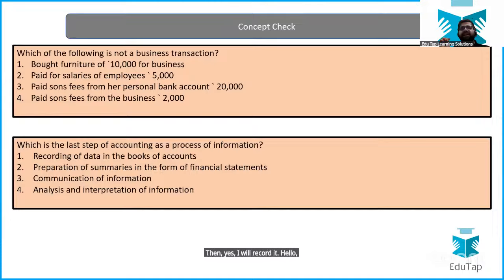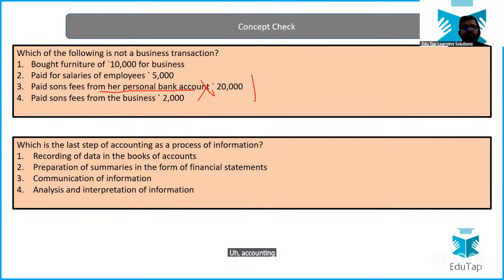Hello, everybody connected or not? You need to check whether the business is getting affected or not. If the business is getting affected, then only I will record it. But in this case, if you check option number three, son's fees paid from her own personal bank account will not be recorded. But if I say that the son's fee was paid from the business account, then it will be recorded. The answer will be yes. Okay. Next question, which is the last step of accounting?